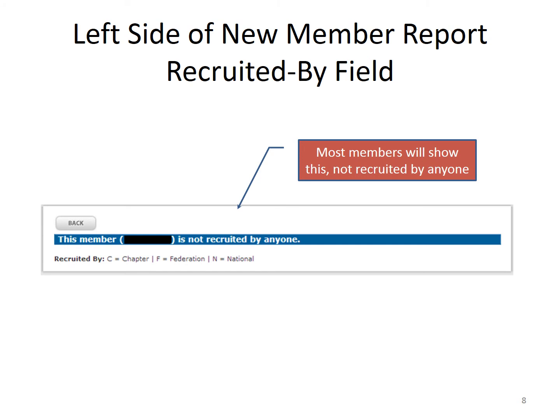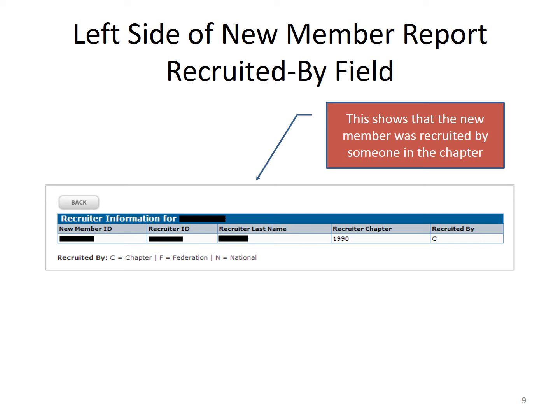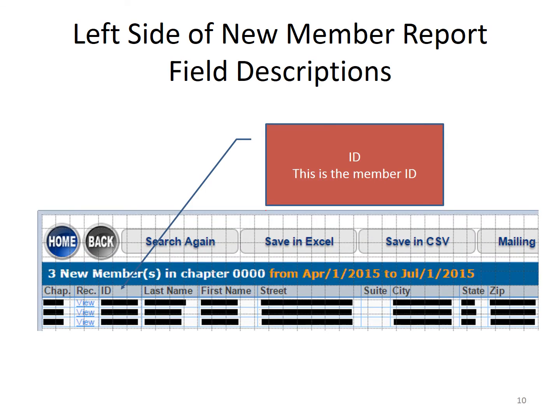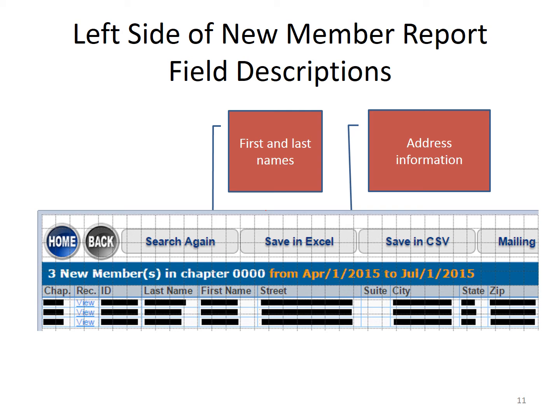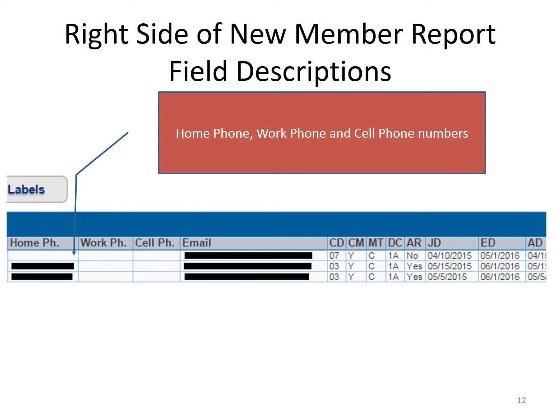Most new members join NARFE without someone recruiting them. This is an example of what you will see when that happens. If a member recruited someone, then you will see the recruiter information. The ID column is the member ID of the new member. Next is the first and last names followed by address information. While we did not select phones and email on the earlier slide, we have included them here.